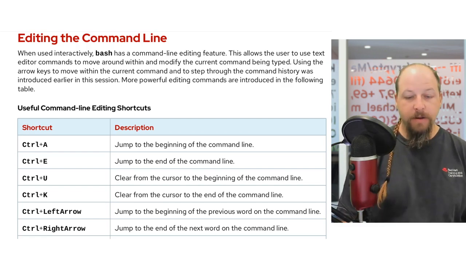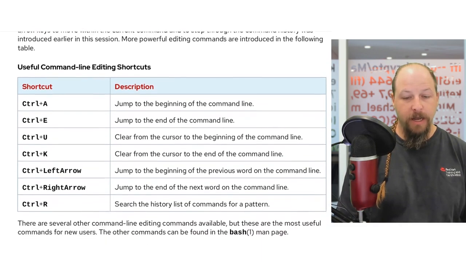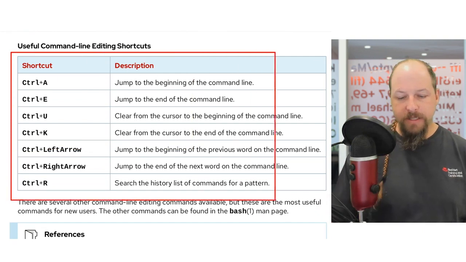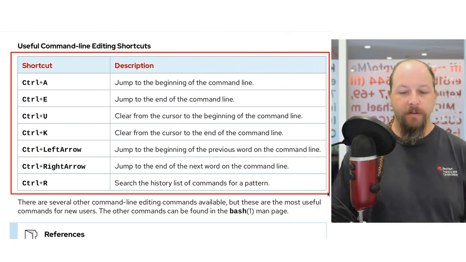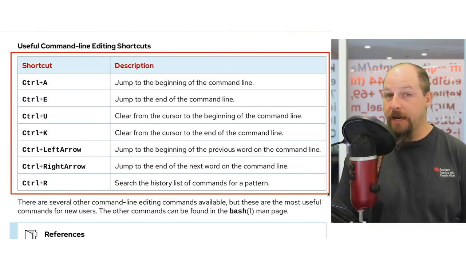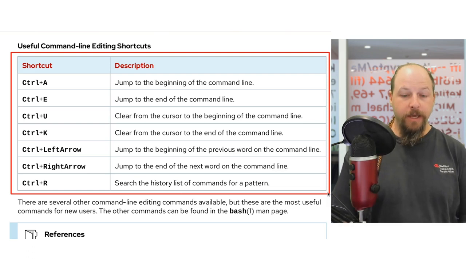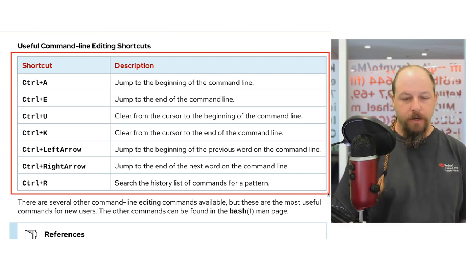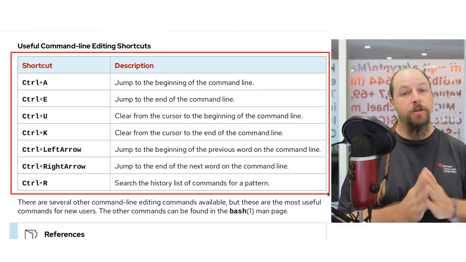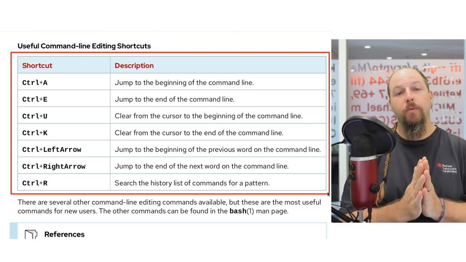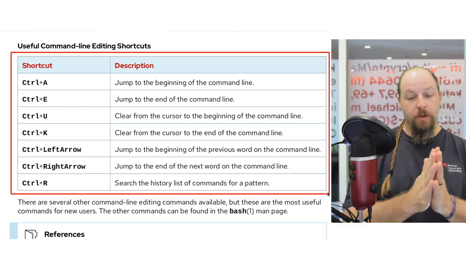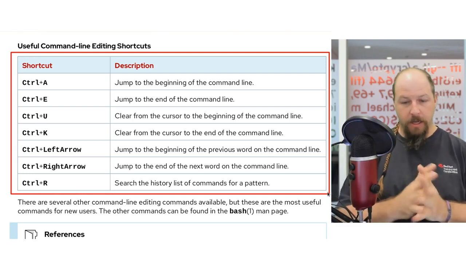Here's a great list of commands that help you navigate the command line and edit around using some hotkeys available from the keyboard. In this table, we have a list of some of the most commonly used hotkeys for navigating around command line editing. Control-A, for example, will jump back to the beginning of the line. Control-E jumps to the end of the line. Control-U clears from the cursor to the beginning of the command line. So if you have the cursor placed in the center of a command, you can erase things previous to that. Control-K does the opposite and will erase from the cursor to the end of the command line.